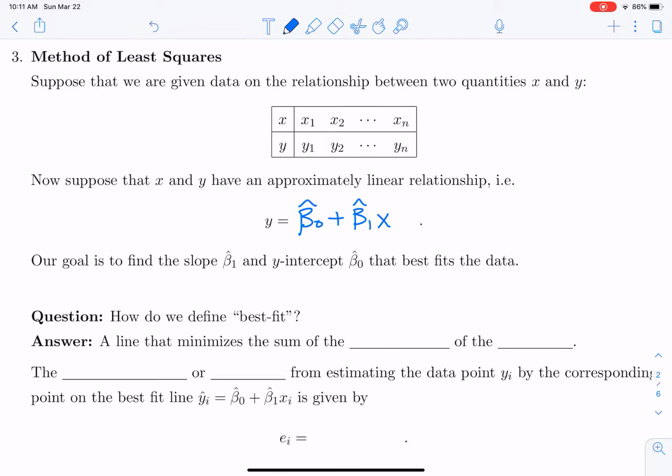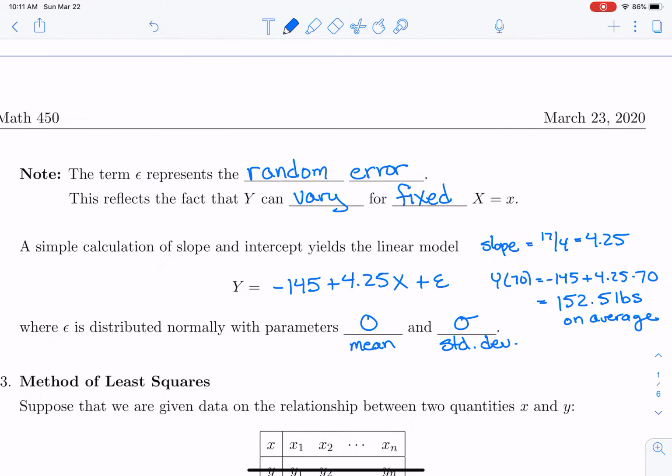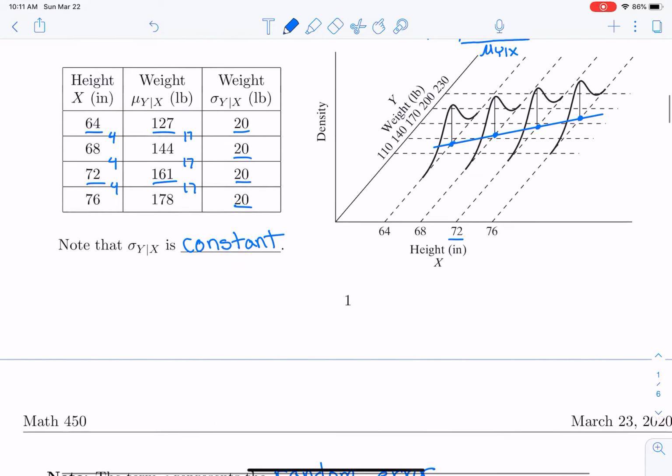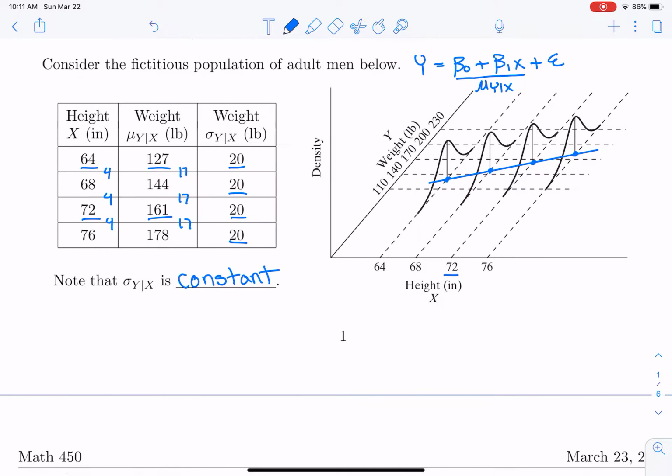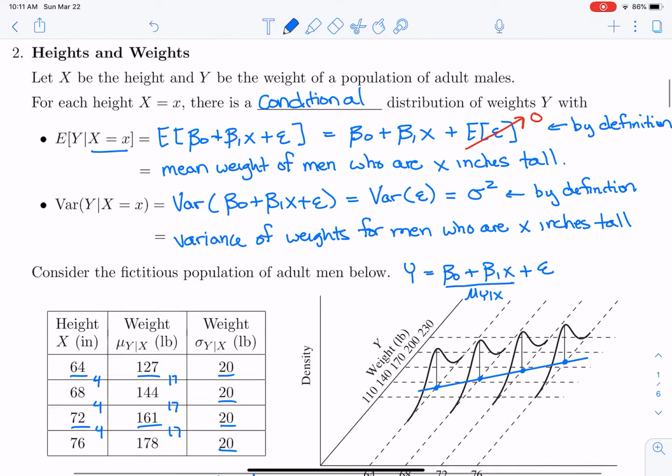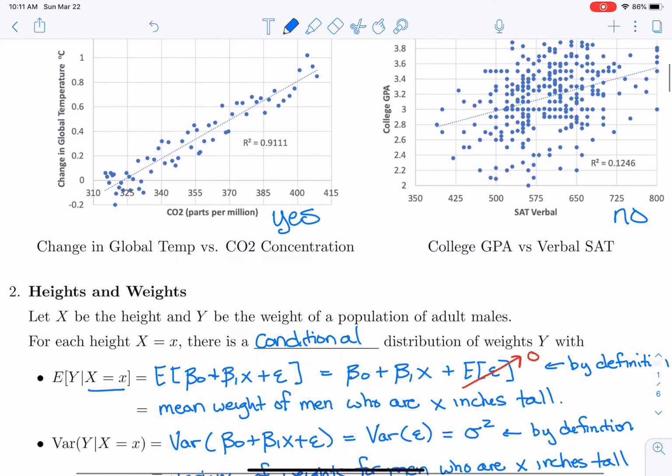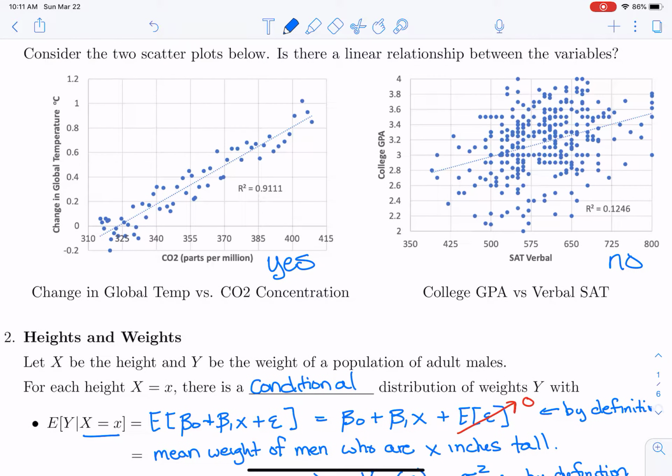Now you'll recall that previously we looked at the height and weight data set, and essentially I just picked 2 points and computed the slope and the intercept. And I was able to do that because the means fell perfectly on a line. But you'll notice that our data is not necessarily going to fall perfectly on a line. You'll look at the CO2 concentration and global temperature example, and you'll notice that the data points are all scattered around that line that represents the mean.